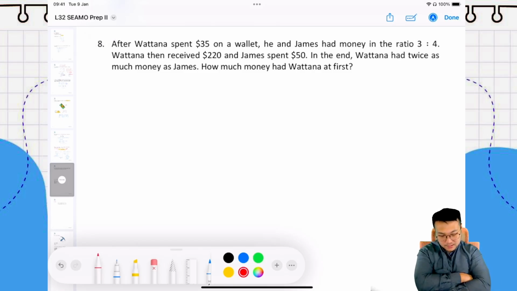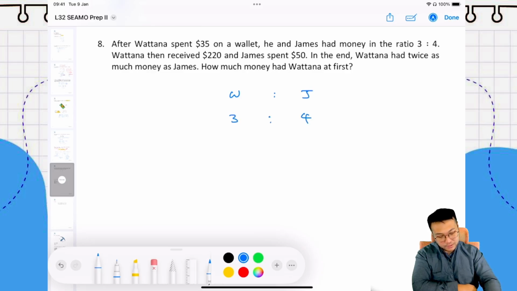Watana spent $35 on a wallet. He and James then had money in the ratio 3:4. So this is after spending $35. Then the ratio of Watana and James became 3:4. Now after Watana received $20 and James spent $50, Watana has 2 times as much as James. So that's the ratio at the end. How much did Watana have at first?